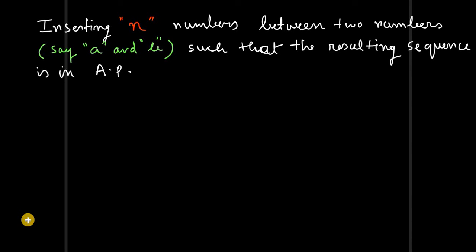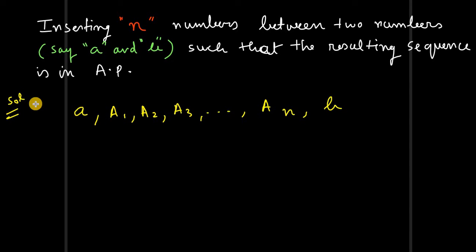Hey friends, in this video we're going to talk about how we can insert n number of elements between two numbers, let's say a and b, such that the whole resulting sequence will be in AP. So let's say the first is A and the last is B, and within this A and B we want to insert n number of elements, let's say A1, A2, A3 up till AN, and the last one is B.